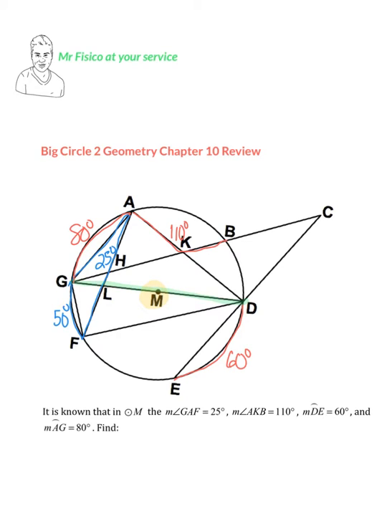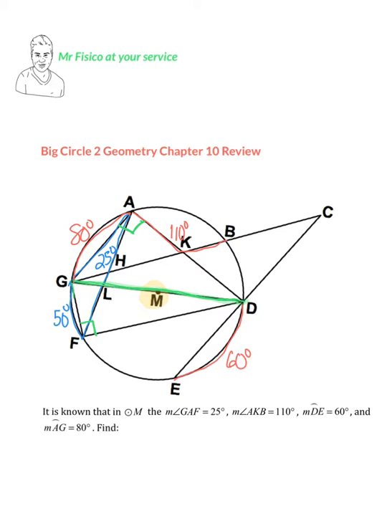We all know that any inscribed angle that intercepts a diameter is 90 degrees. That makes angle GAD, this one, 90 degrees. Another angle, GFD, is also 90 degrees. Both angles intercept diameter GD.